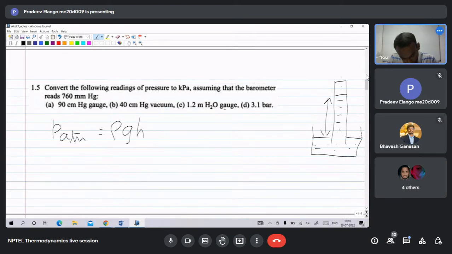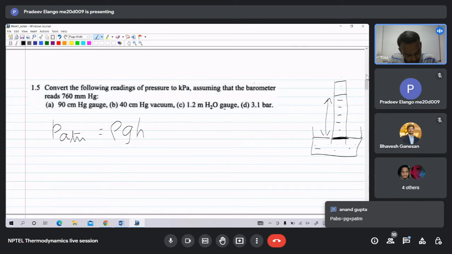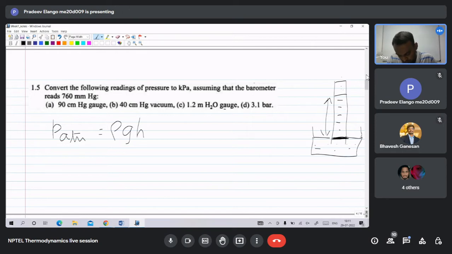So at the bottom of the mercury column, the force acting is given by the mass of the column into acceleration due to gravity, which will be m into g, and then we have pressure which is given by force by area. So putting all this together, we get density into acceleration due to gravity into the column height h.